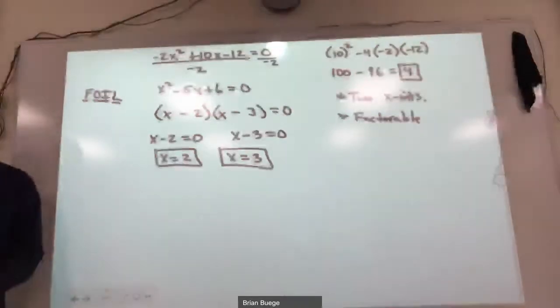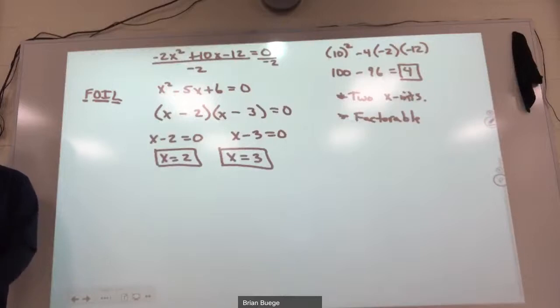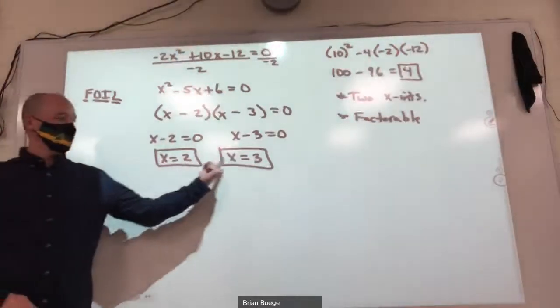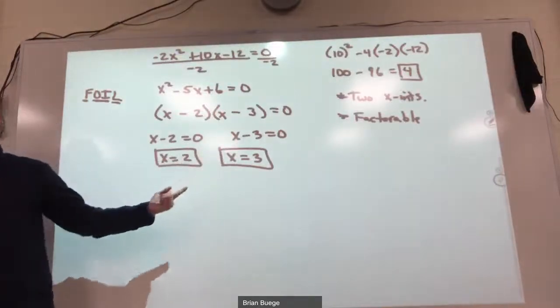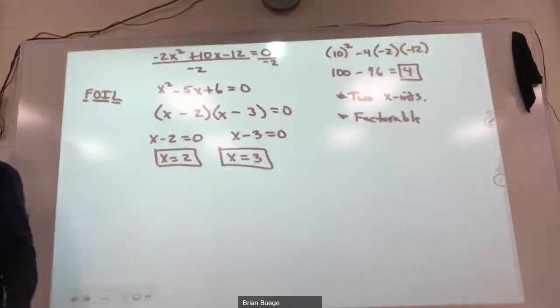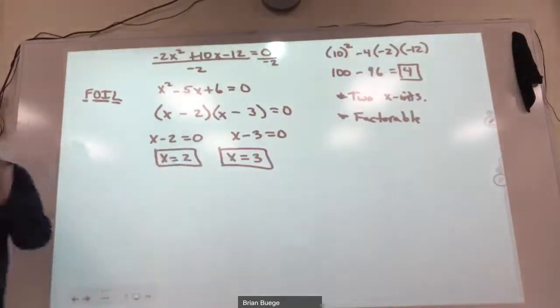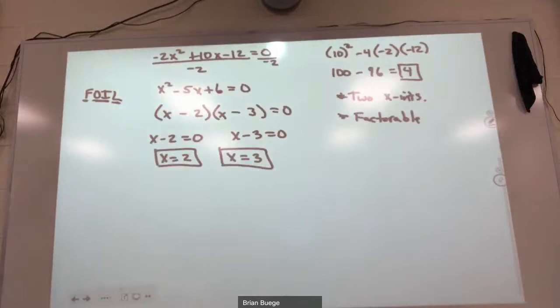And again, if we keep putting stuff together, let's keep making connections. Where did we say the vertex was? What was the x-coordinate of the vertex? 2.5. Which just happens to be right in the middle of your 2 x-intercepts. Okay, so just confirming that, oh yeah, that makes sense, that our vertex was 2.5 and my x-intercepts are 2 and 3. Okay, so there's that symmetry that you're looking at.